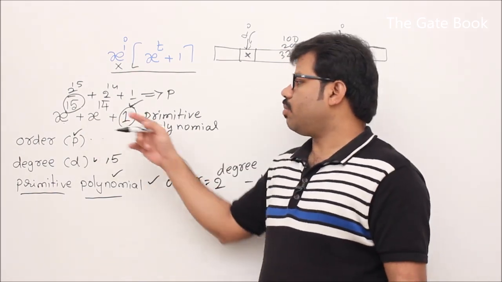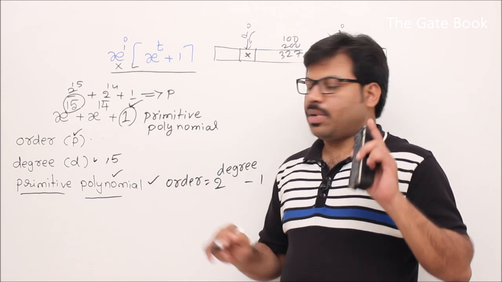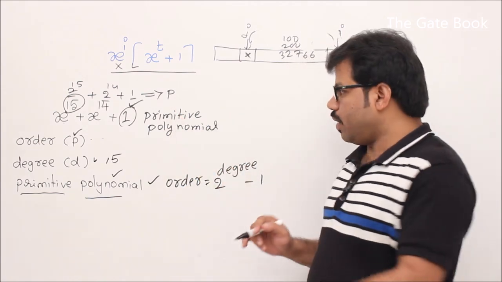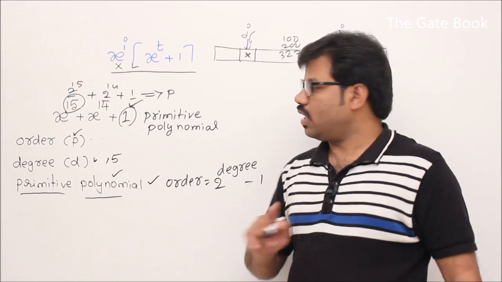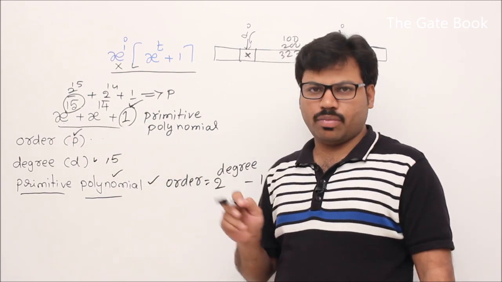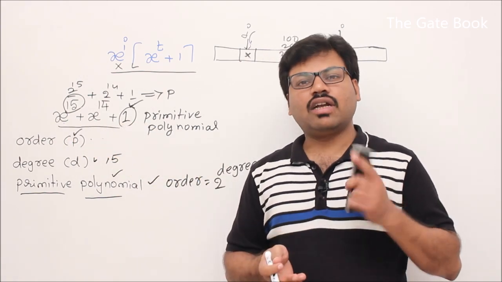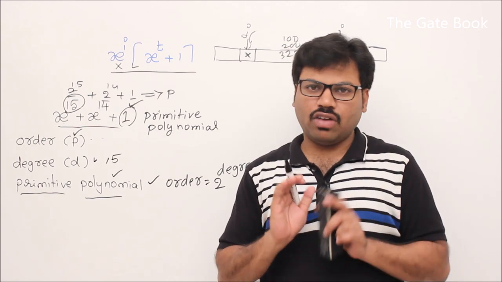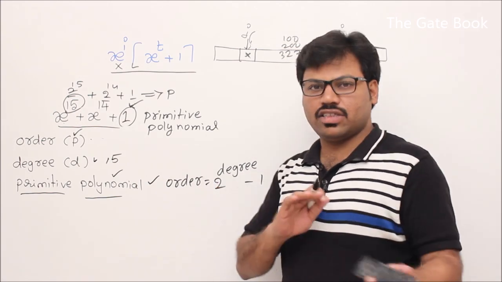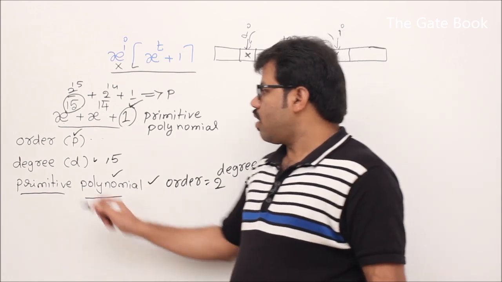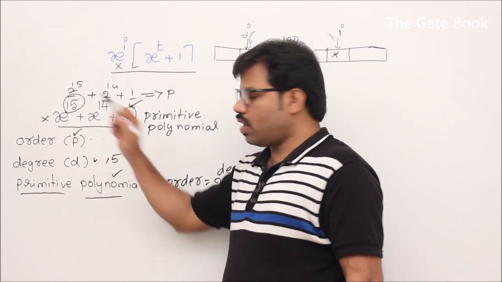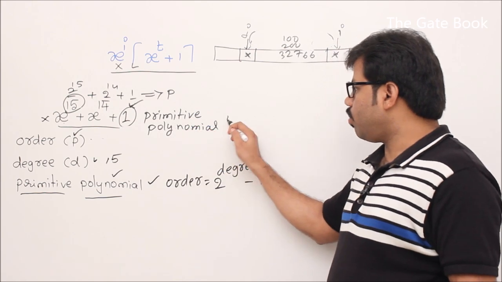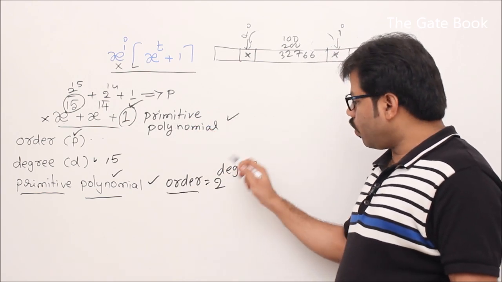So here x power 15 plus x power 14 plus 1 is a primitive polynomial. But remember one thing, if you convert any primitive polynomial into a binary sequence, that binary sequence may not always be a prime number. Remember it, just an analogy. Now we will see this, since it is a primitive polynomial. What is the definition of a primitive polynomial? Its order is 2 power degree minus 1.